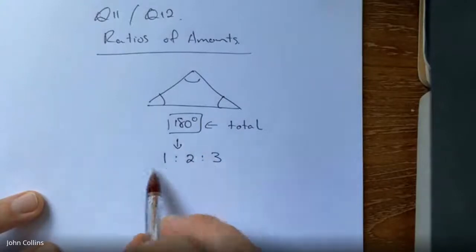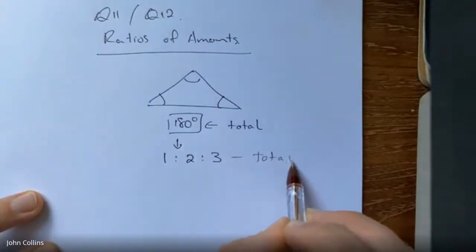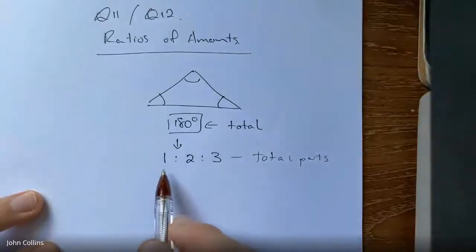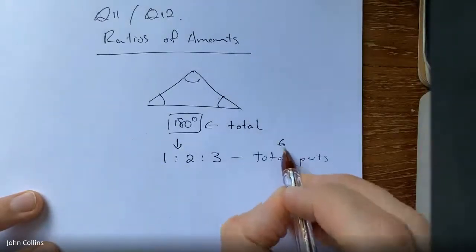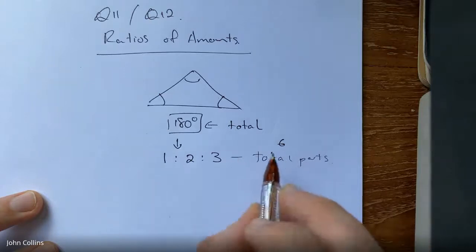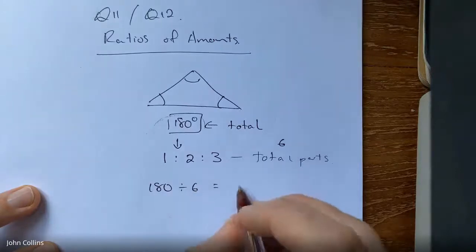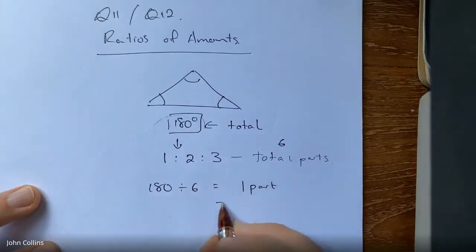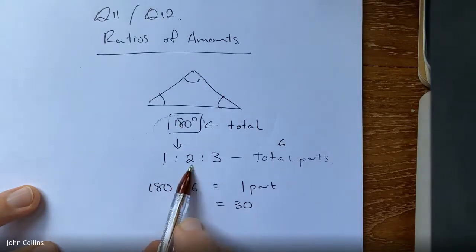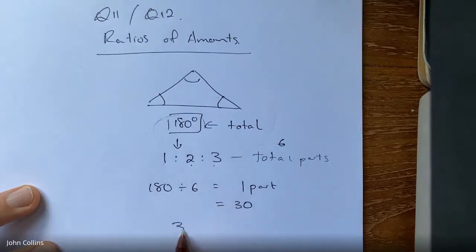So if you split something in a ratio, that means you need to know the total parts. The total parts in this case is 1 plus 2 plus 3, which is 6 total parts. So what's one part then? Well, it'd be 180 divided by 6 to give what one part is. So 180 divided by 6 gives 30. So that's one part. Now, if one part is 30, two parts would be 60, three parts would be 90. So that is your ratio, 30 to 60 to 90, multiplying by 1, 2, and 3. So all about getting what one part is. That is question 11's answer.